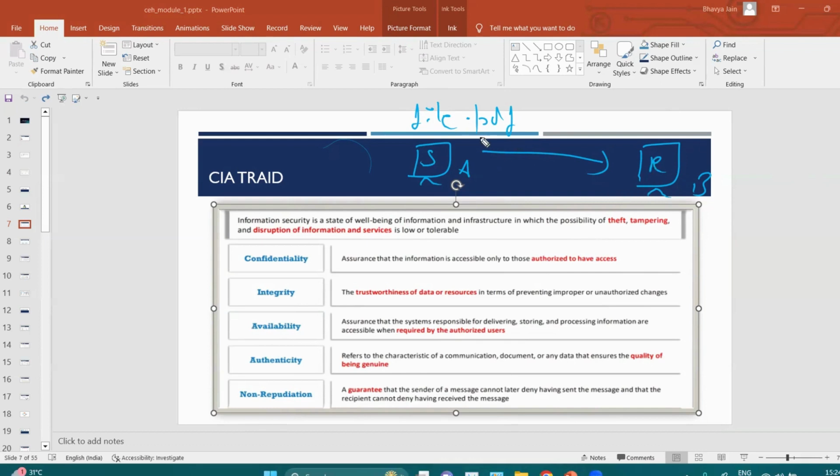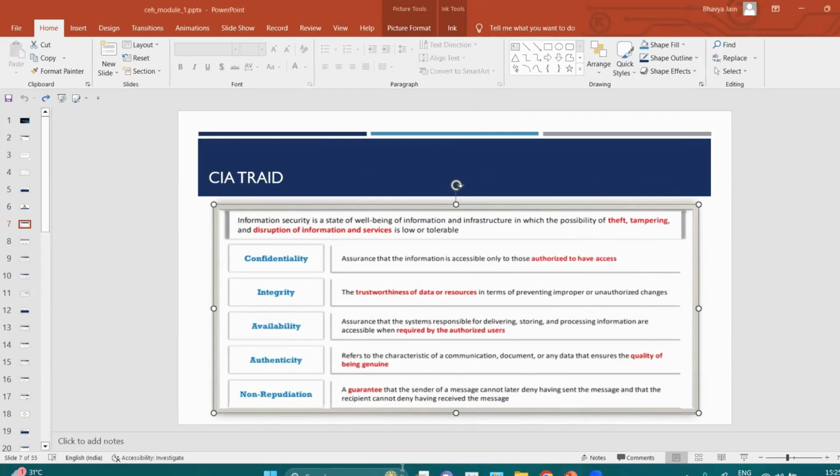After receiving the file from sender A, B is ensuring non-repudiation, that whatever I have received, sender A has sent. Later on, sender A cannot deny that he has not sent any file or document. So it is a guarantee that the sender of a message cannot later deny having sent the message, and that the recipient cannot deny having received it. Both the sender and the receiver are ensuring that whatever the sender sent, the receiver has received. That is non-repudiation.